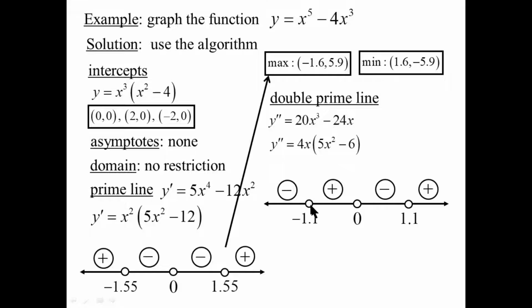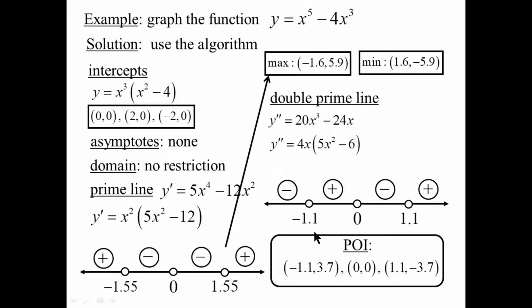This leads us to points of inflection, because whenever the concavity changes, there's a point of inflection. So we have these points of inflection. To get the y values, take the x values and plug them into the original function up here. I know they're points of inflection because this is the second derivative line, and I can tell that the concavity is changing as we transit through the critical numbers on the double prime line.